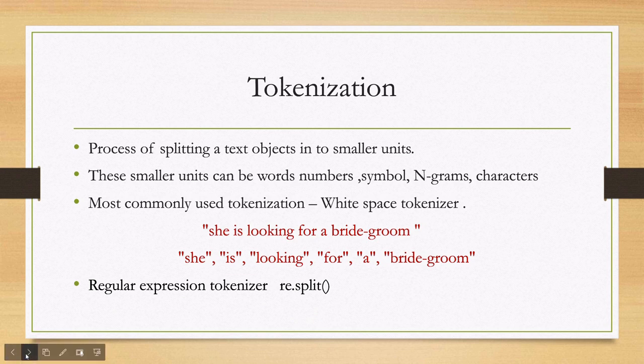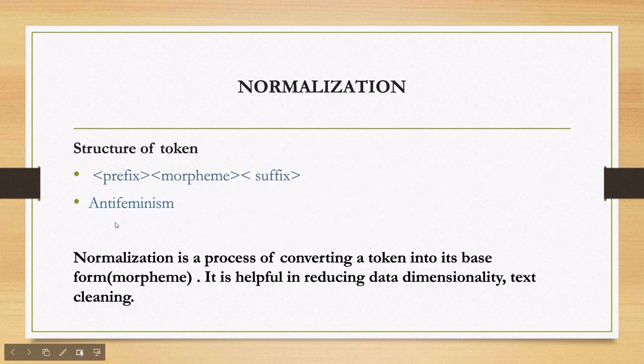The next technique is normalization. First see what the structure of a token is. The structure of a token basically consists of a prefix, a morpheme, which is the base of the word, and a suffix. Normalization is the process of converting a token into its base form. In normalization, the inflectional forms are removed so the base form can be obtained. It is helpful in reducing data dimensionality and removing variation and redundant information.